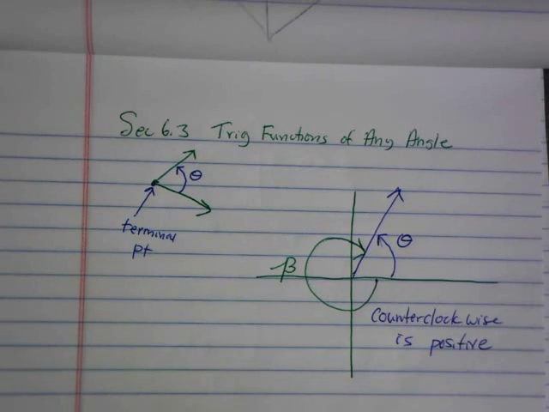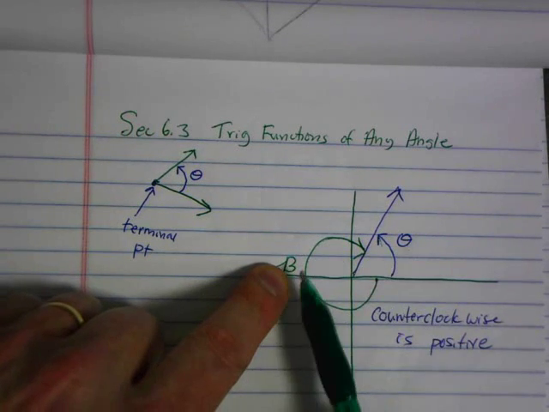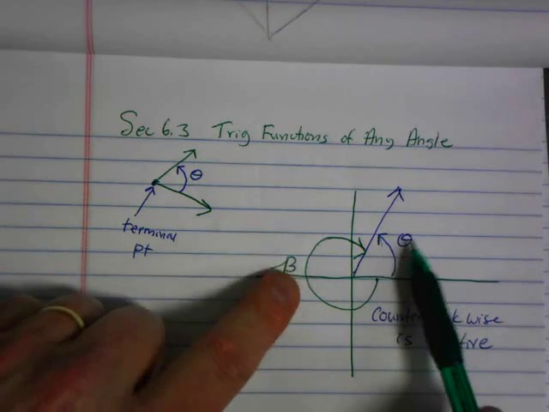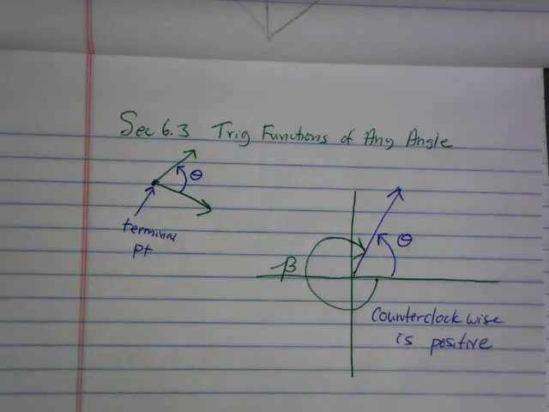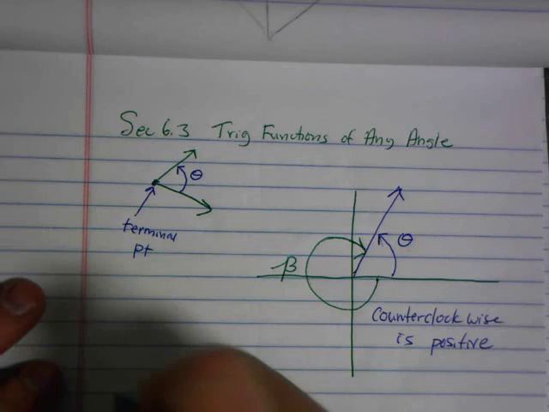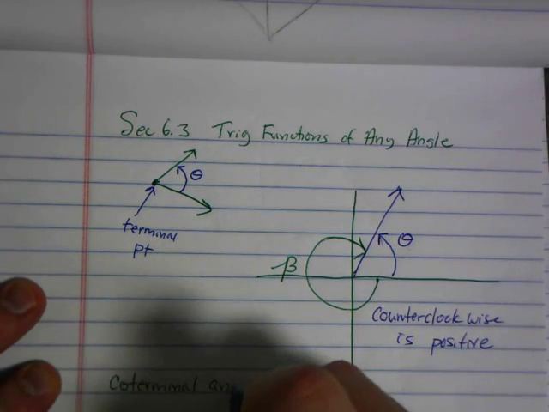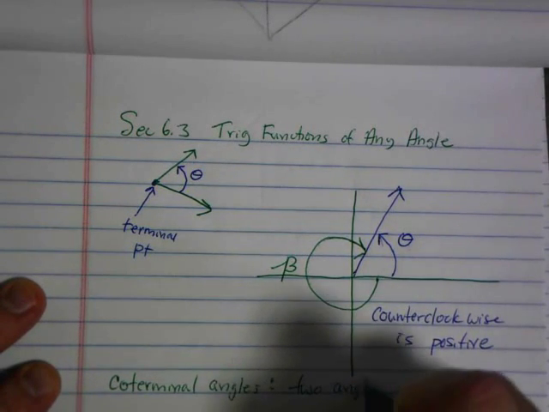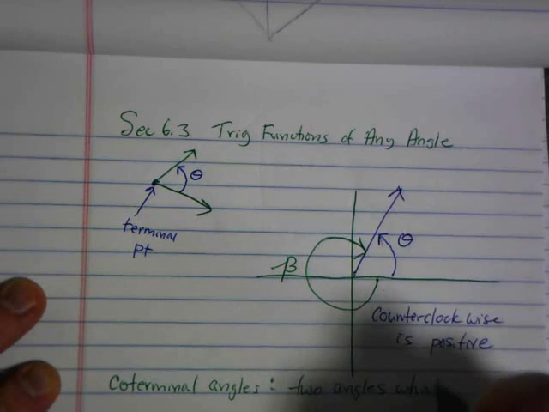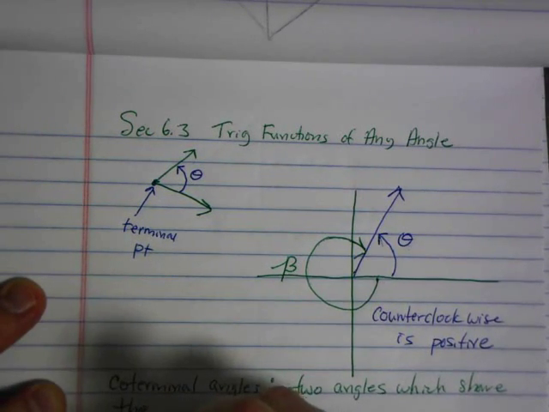And there's a name for that. These are different angles. This one's a positive number, this one's a negative number. There's a name for two angles that share the same ray. Coterminal? Coterminal. These are called coterminal angles: two angles which share the ray.